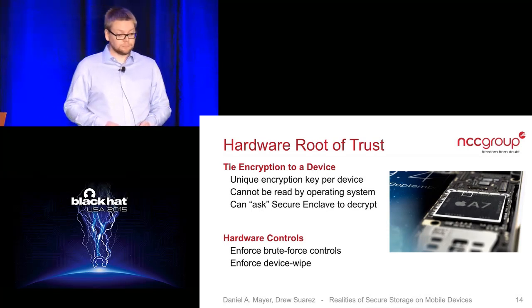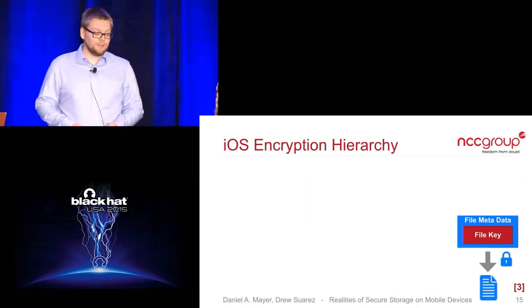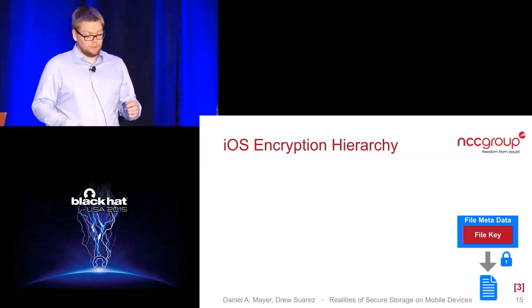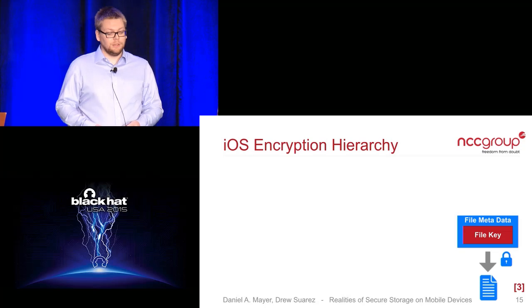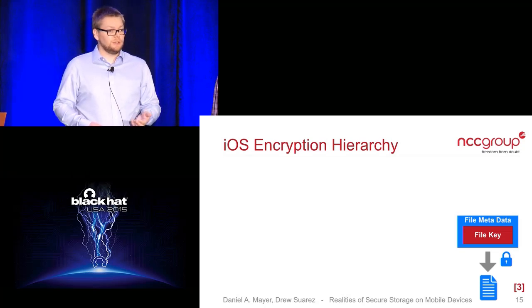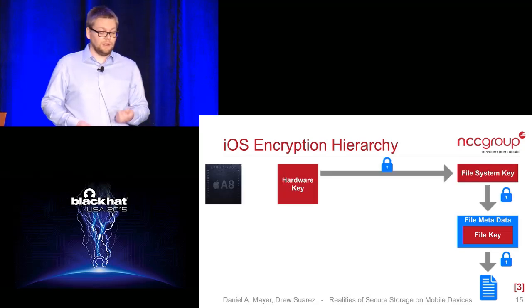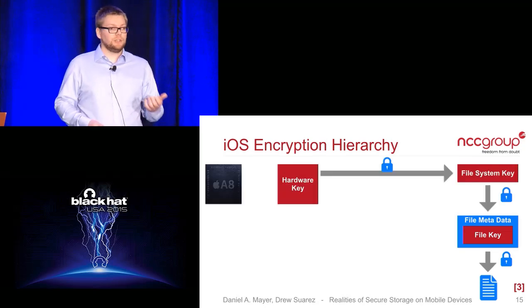So we can enforce brute force controls, and we can also wipe data from the device if there are too many failed attempts. So let's see how this incorporates into the general structure of how data or files are encrypted on iOS. This graph starts off here in the lower right. You see the file which is protected, and every file has a file key associated with it, and it's just stored on the file system. And then we tie this into the hardware by having the hardware key with which we protect the so-called file system key, which then protects the file key.